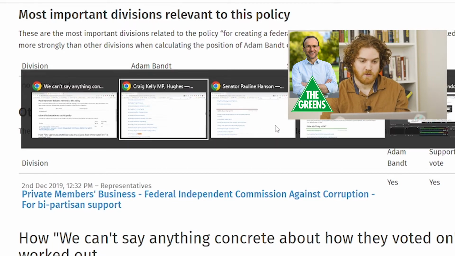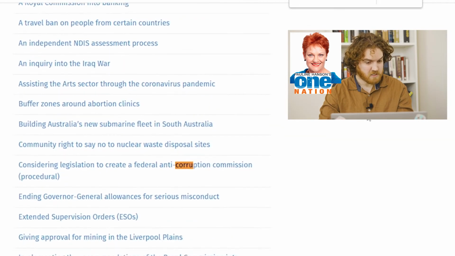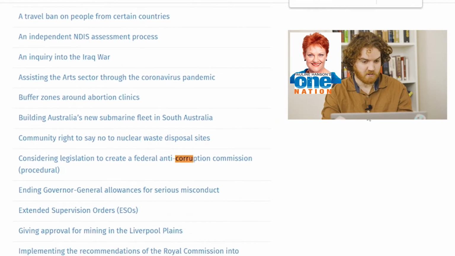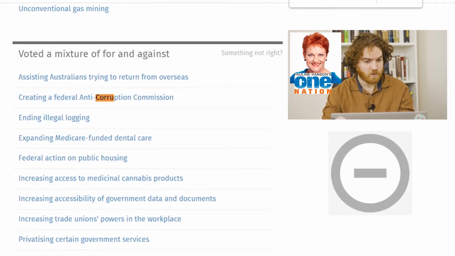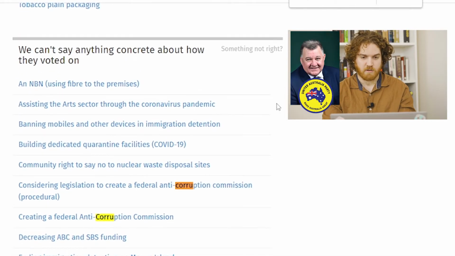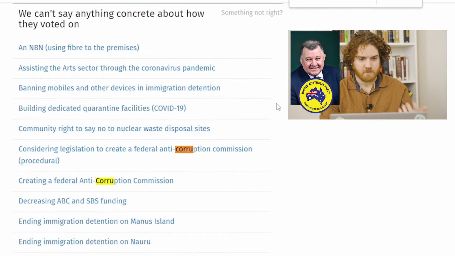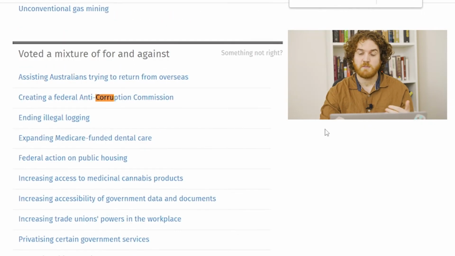So if we go to Pauline Hanson, we can't say anything concrete about how she's voted on considering legislation to create one, but we do see that we have a mixture of for and against creating a federal anti-corruption commission, and Craig Kelly can't say how he's voted on either considering or creating. Now, the reason why Pauline Hanson is the only one who actually has a voting record about creating a federal anti-corruption commission is because she is a senator.